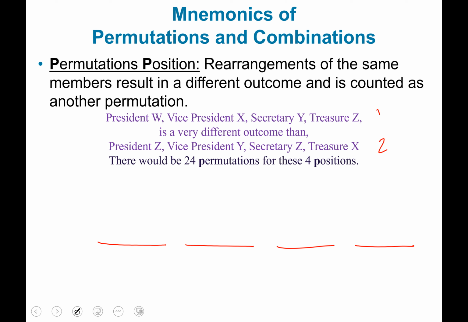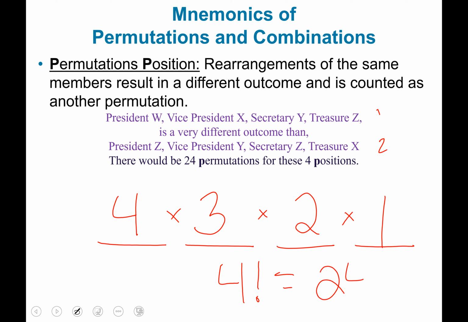Okay. 4 people and 4 positions to fill. When you choose your first person, let's say whoever's going to be the president, you have 4 options. So 4 to choose from. Well, then when you go to fill the vice presidency seat, let's say you're going in that order, you're down to 3 people to choose from. When you go to fill the secretary position, you're down to 2 people. And when you get down to the last person who will be your treasurer, you have 1 person to choose from. And that's 4 times 3 times 2 times 1. Shorthand in mathematics, we say that's 4 factorial, and that equals 24.